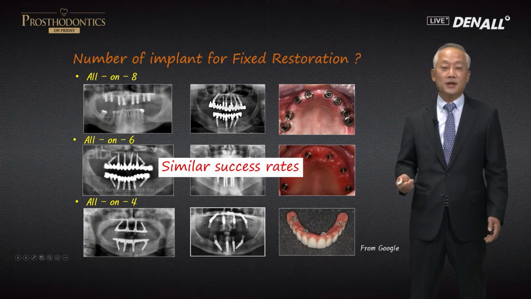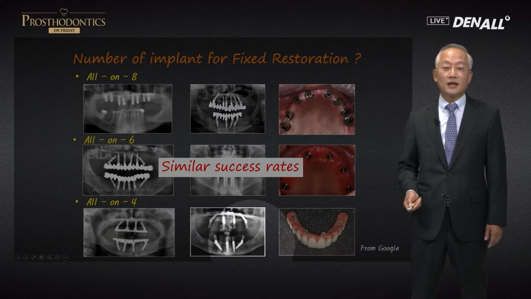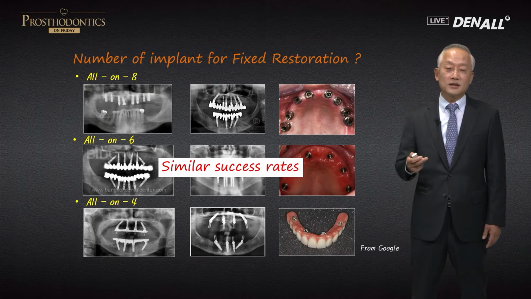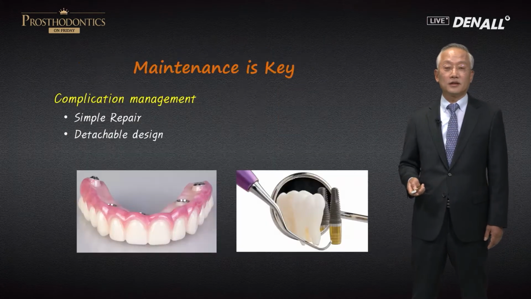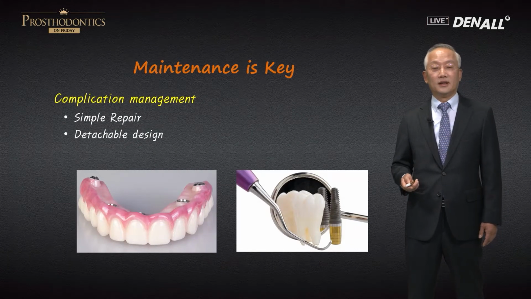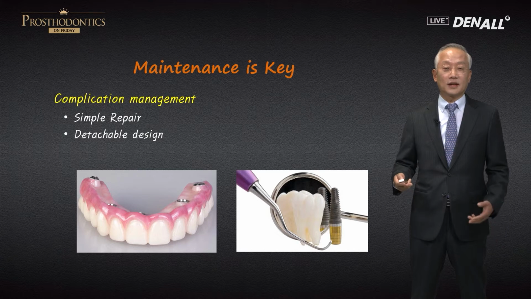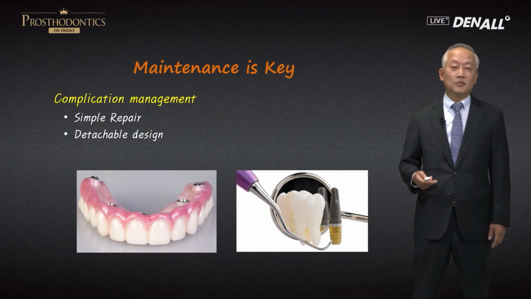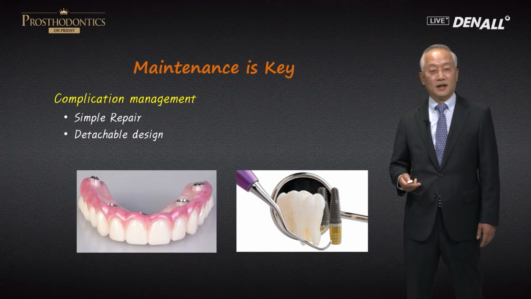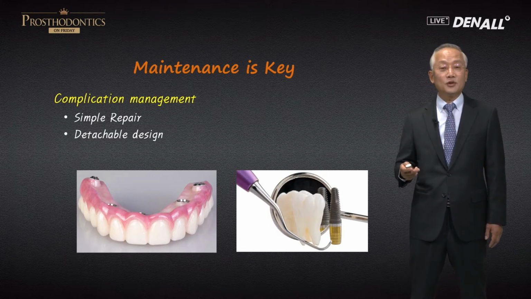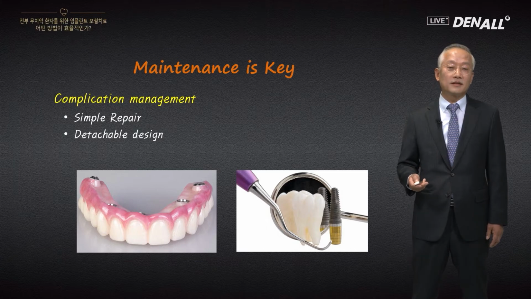Let's assume that there's a single implant failure on all on 8 or all on 4. The way we do maintenance and address complication is different. How many prostheses do we use? What kind of design do we use? I think we need to focus on maintenance when we make these decisions. The way forward is for easy and comfortable maintenance.